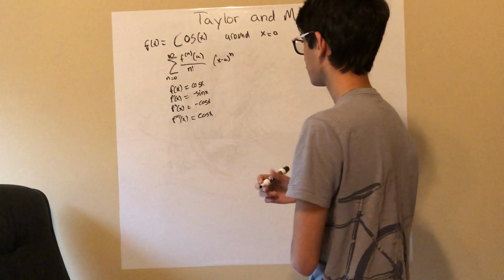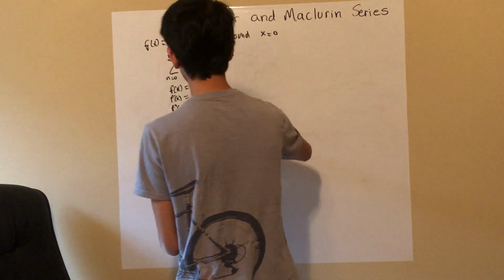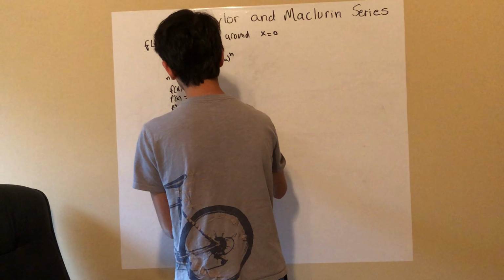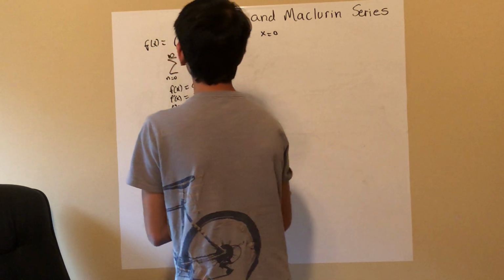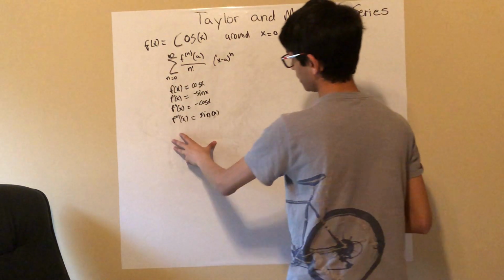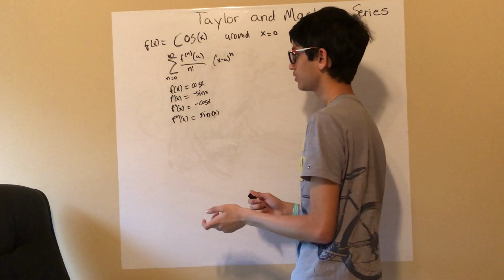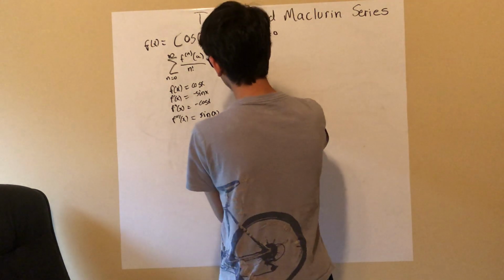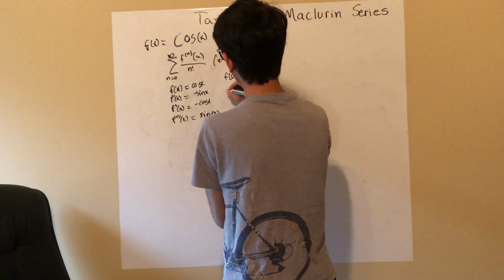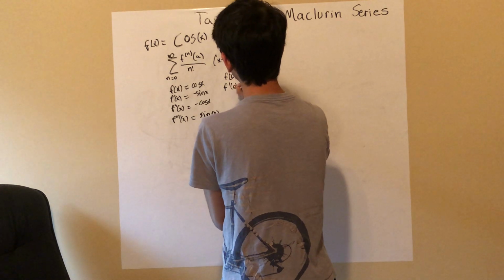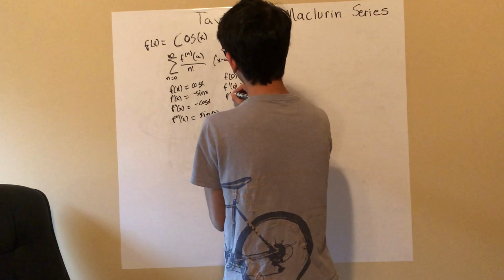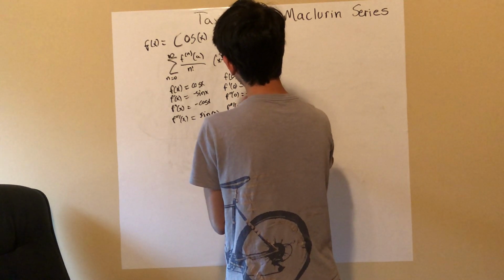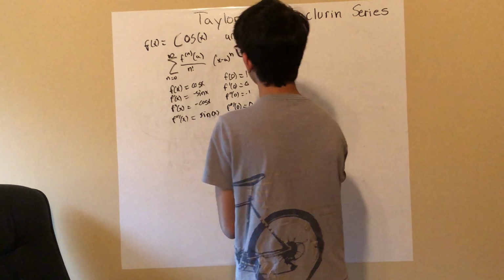So then, and so on, and you know that this repeats after 4 times because that's just how the function works. So now let's plug it in. f of 0 equals 1, f prime of 0 equals 0, f double prime of 0 equals negative 1, f triple prime of 0 equals 0.